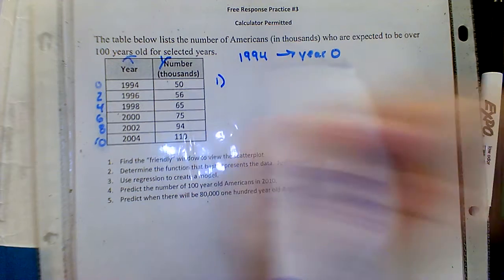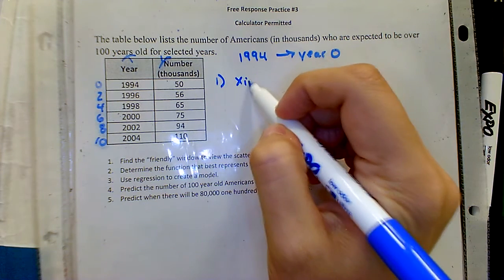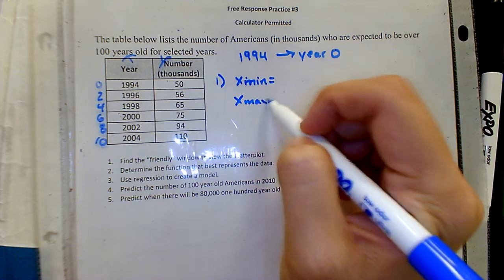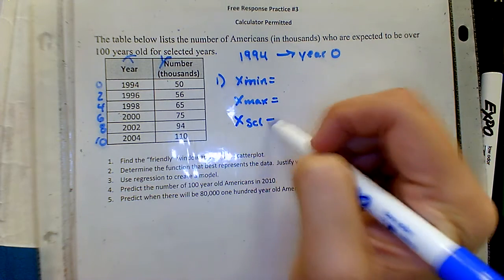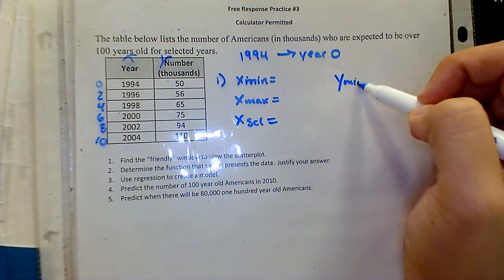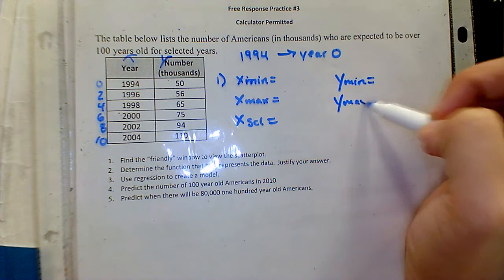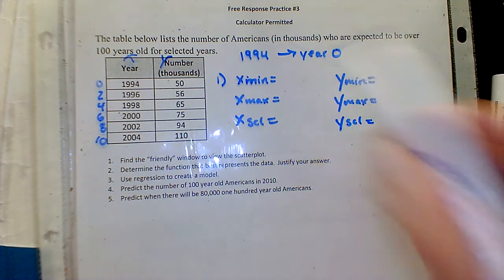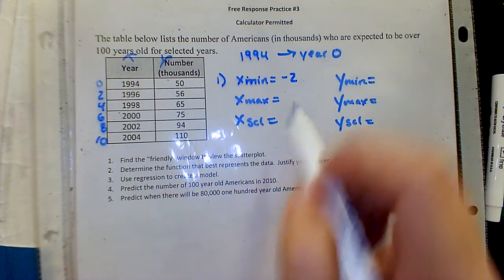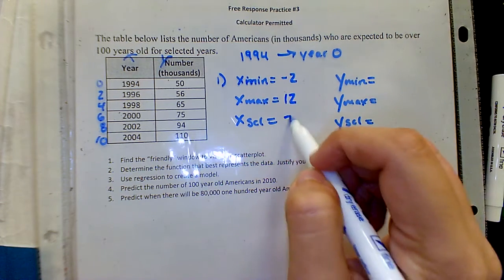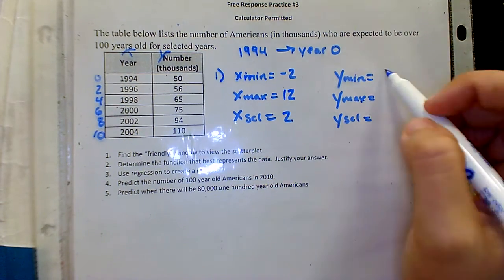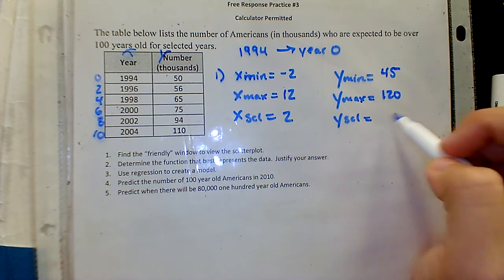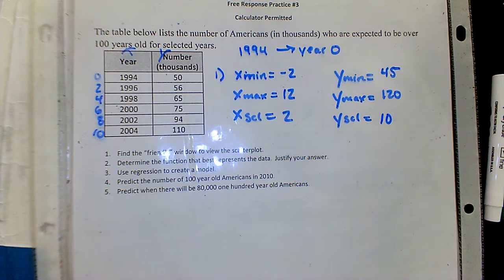So on our paper for number 1, I want you to copy down the window that we typed in. X min, X max, X scale, same thing for the y's. All right, X min, I think we said -2, max was 12, scale was 2, and then 45, 120, and we counted by 10s.